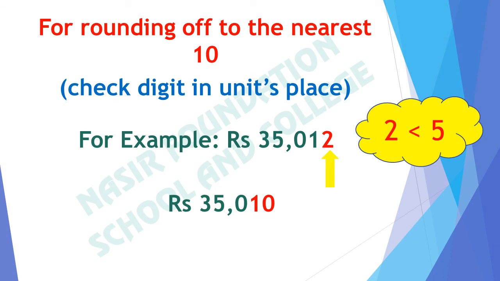Now we will not change the number that is in the tens place. And the digit on the right hand side will become 0. 35,012 rupees will become 35,010 rupees if we round off this amount to the nearest 10.